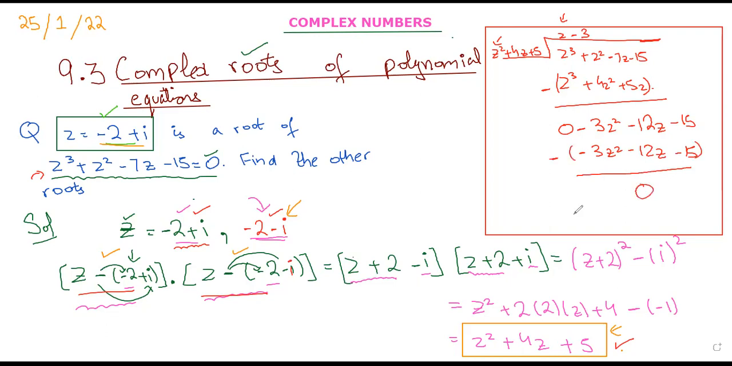So this implies z minus 3 is the last factor, right? So what is the corresponding root? If z minus 3 is a factor, z equals 3. And z equals 3 is a real root, right? So this is how we work with complex roots of polynomial equations. Are you clear with this? Any doubt, anything, please have a look at it and let me know if you're not able to understand it, okay?